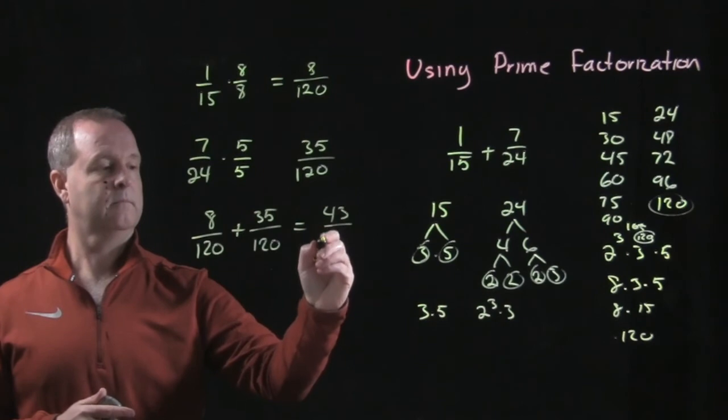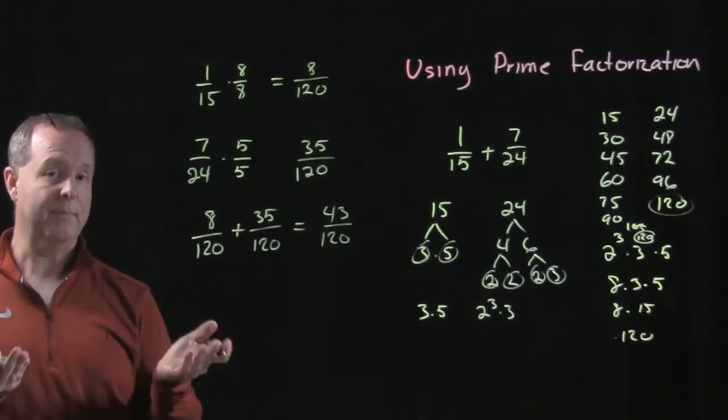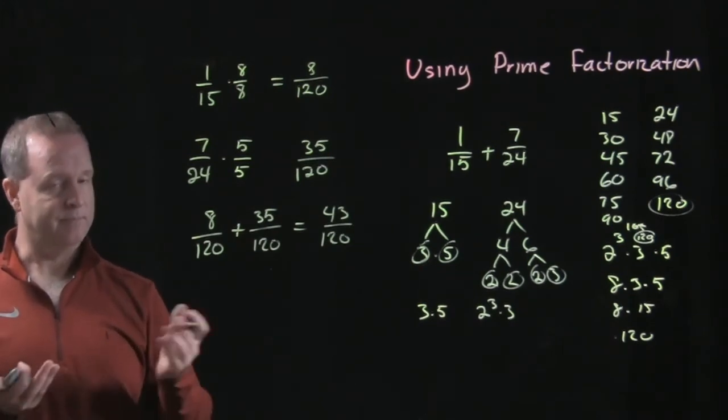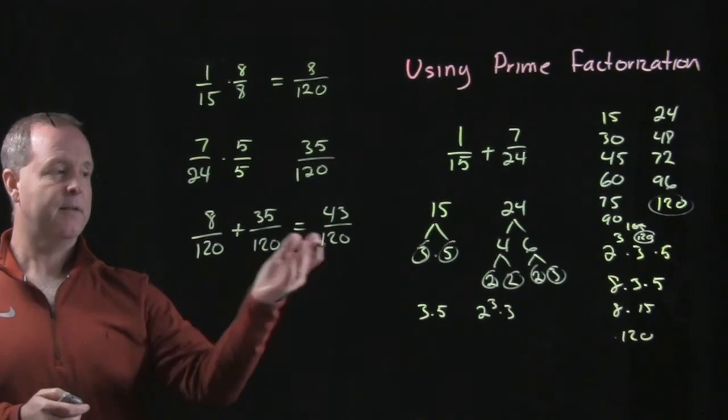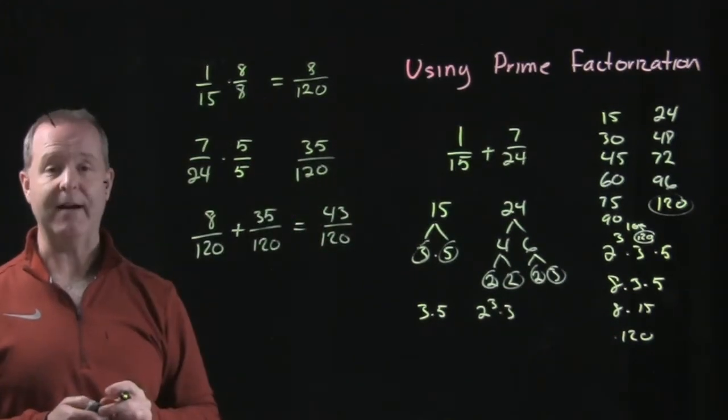The result equals 43 over 120ths. Were you able to follow along as we did that process? Did I make a mistake somewhere? Mistakes sometimes happen. There's our final result, and we were able to figure that out by using our prime factorization skills.